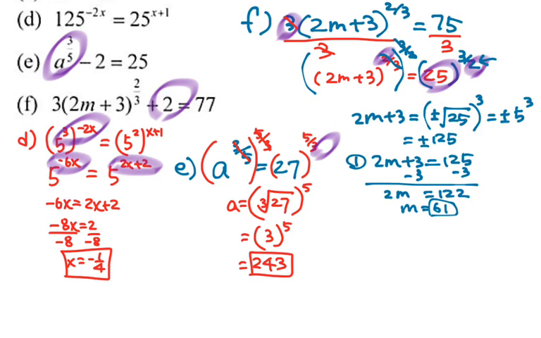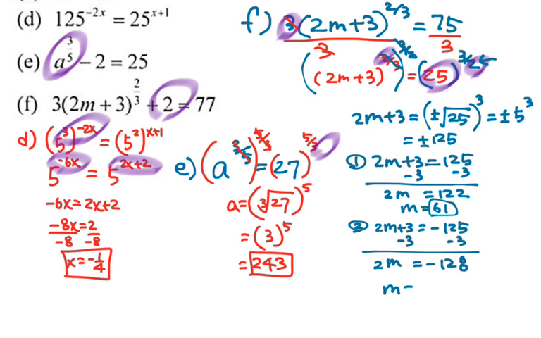Now, how about the second one? The second one is setting it up as negative 125 and subtracting 3. Then you can see that 2m must be equal to negative 128. By dividing it by 2, what do you get? m equals negative 64. That becomes our answer.